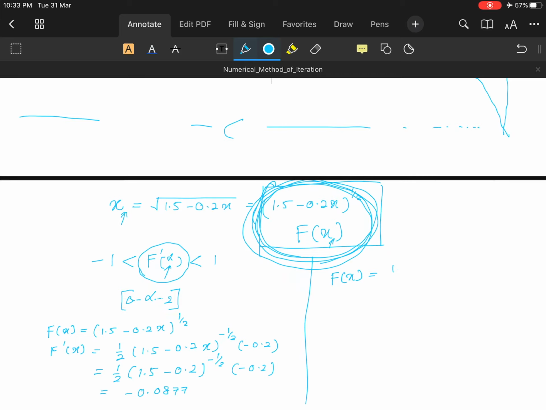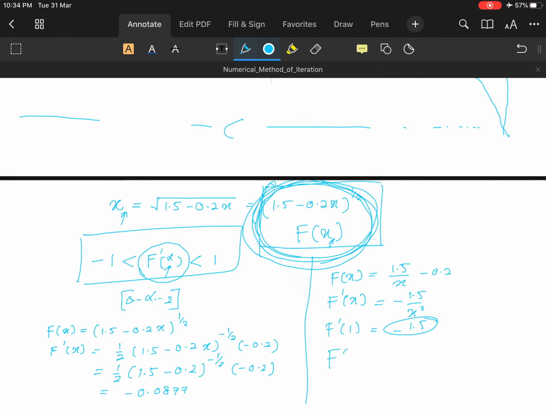If you repeat the same procedure for the other two relations, so it is 1.5 over x minus 0.2. If you differentiate this, you have negative 1.5 over x squared. If you substitute 1 just now, you get negative 1.5, which is not inside this interval. So it's outside the interval, and that's why we can see from the diagram it also diverges.